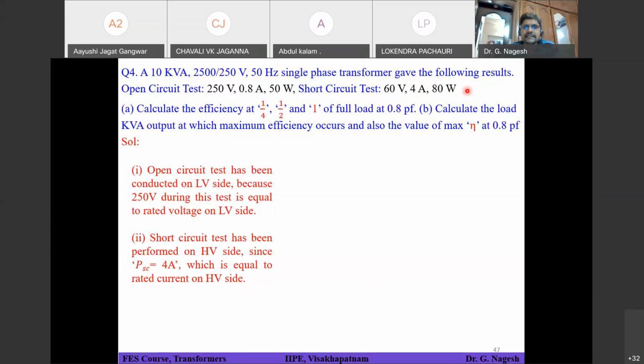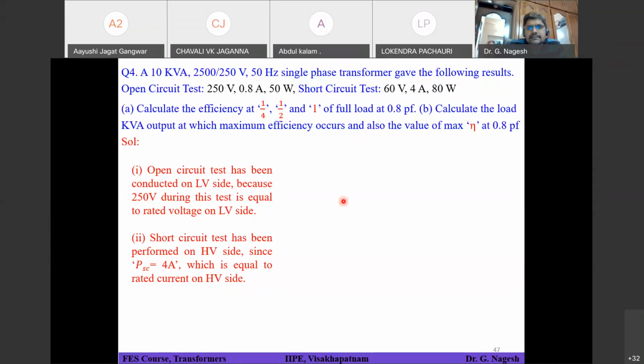What does this 80 watts indicate? Copper loss, sir. Yes, full load copper loss. So 80 watts indicates the full load copper loss. Now we will try to calculate the efficiency at 1/4 of the full load.